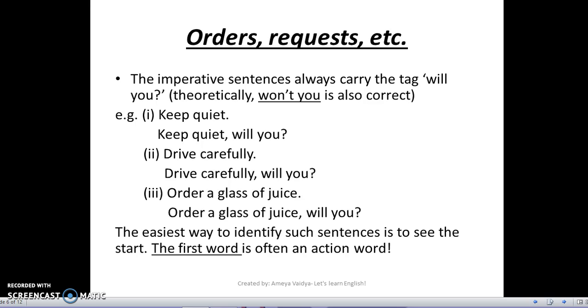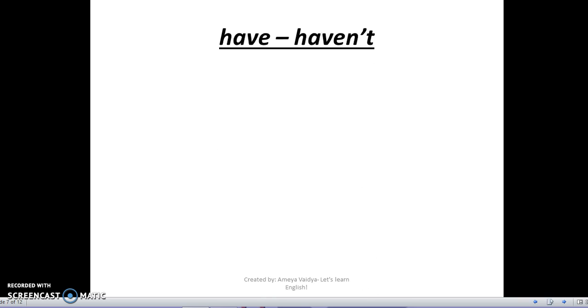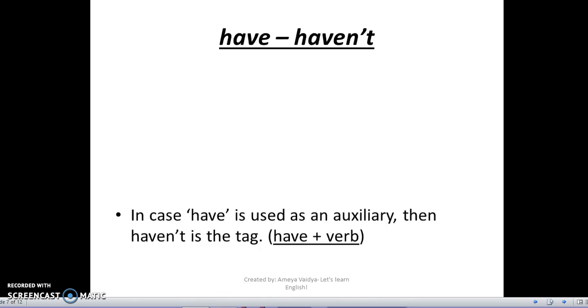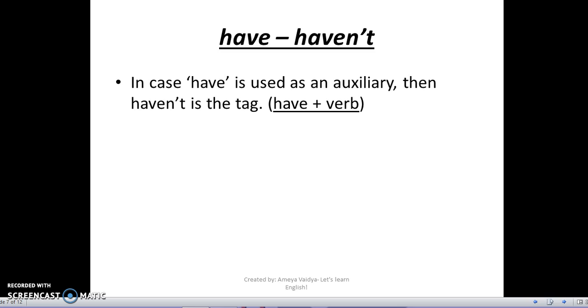Let's take a look at these examples. In the first one, what do you see? The first word is keep. The second one, the first word is drive. They're all actions. And the third one, the first word is order. So whenever the line statement begins with an action word, it is an imperative statement. It is order, request, command, etc. Now have changes to haven't. And let's discuss this in depth a little bit.